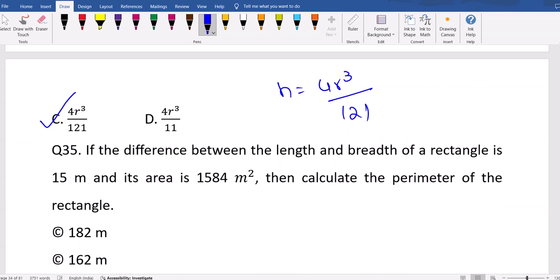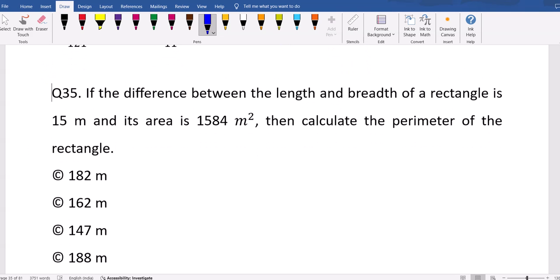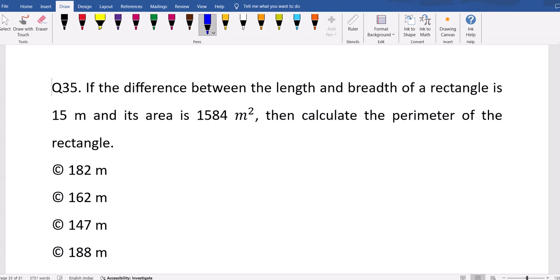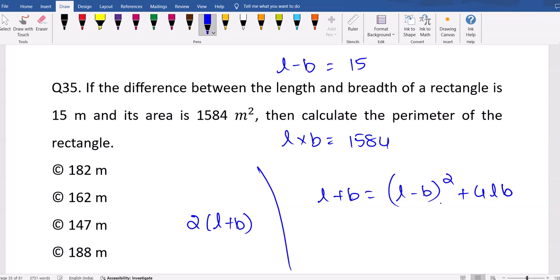Previous question, right? And here the difference between the length and breadth of a rectangle and its area is given. So the length and breadth difference is 15, and length into breadth is 1584. You need to calculate the perimeter, which means 2 into (L plus B). When you know L minus B, finding L plus B is very easy. It is (L minus B) whole square plus 4LB. (L minus B) whole square means 225, plus 4 times 1584.